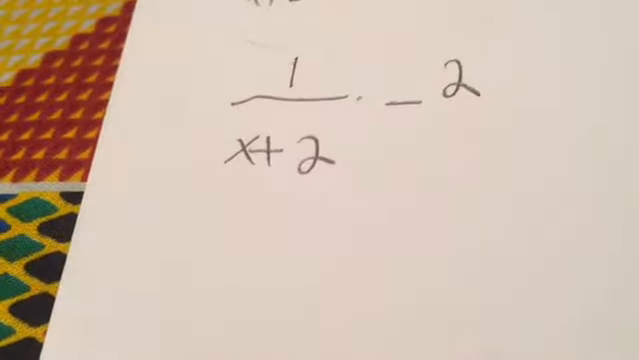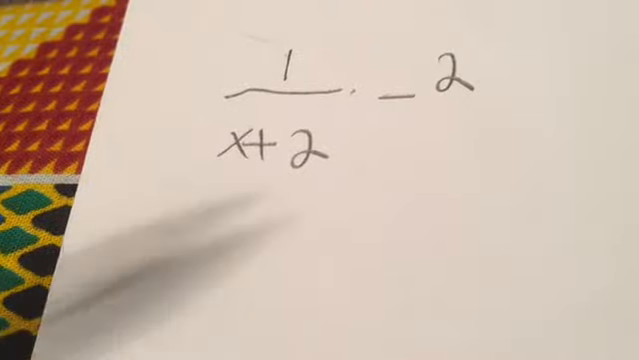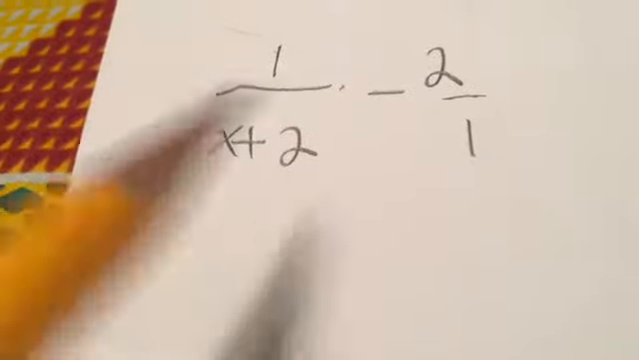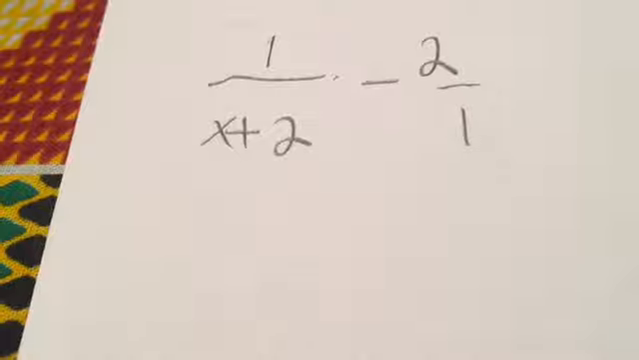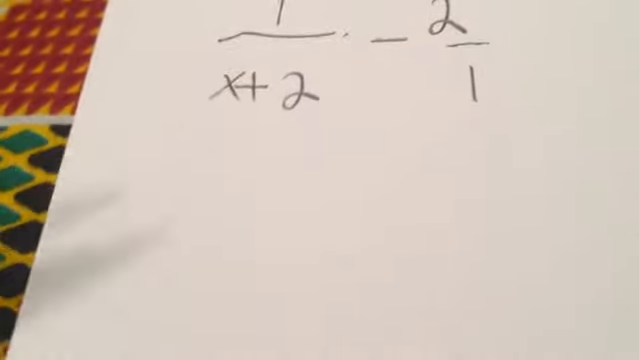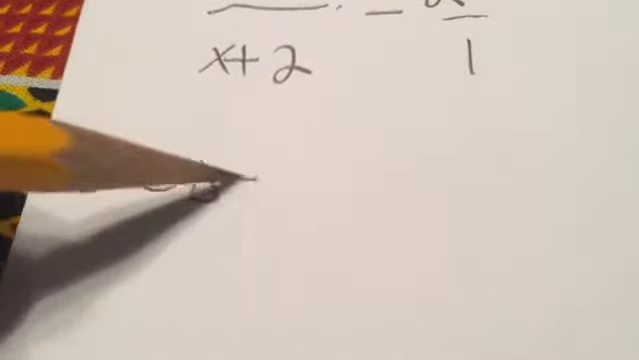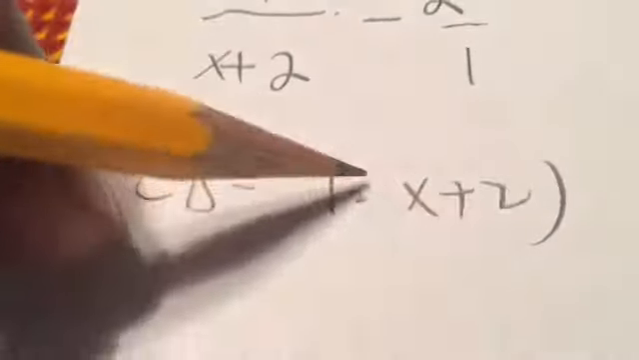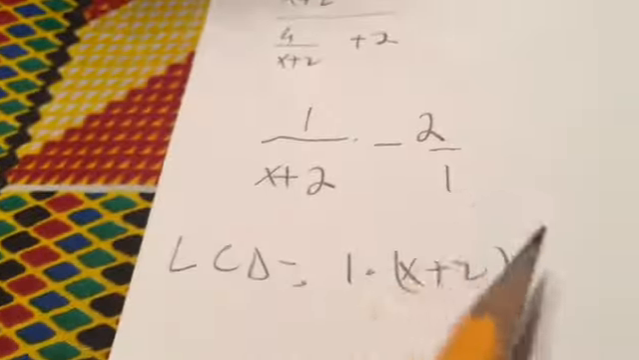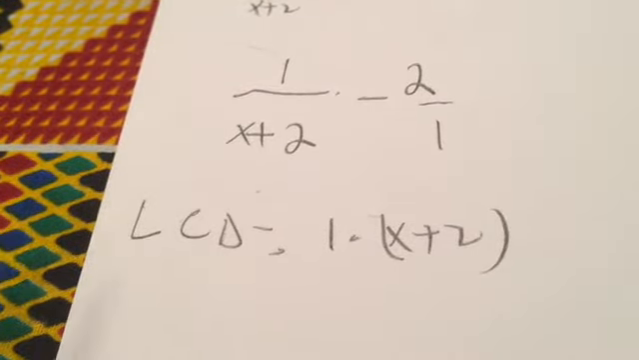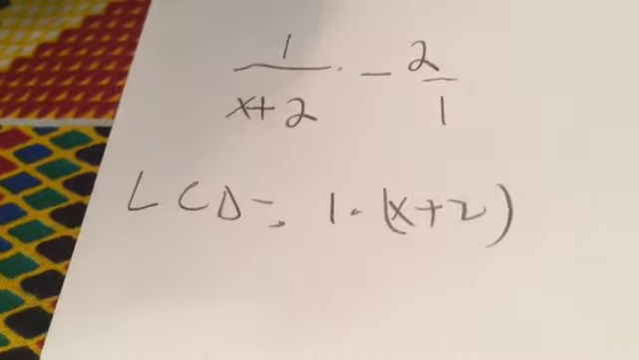And I want to find the lowest common denominator, all right? So this 2 is like a fraction over 1, right? What is missing for this fraction? The x plus 2. I want to make these denominators the same. Since they don't have anything in common, the lowest common denominator, LCD, will be 1 times x plus 2. I'm going to put it in parentheses because you want to make sure these two fractions have the same denominator. You cannot add or subtract any fractions if they don't have the same denominator.